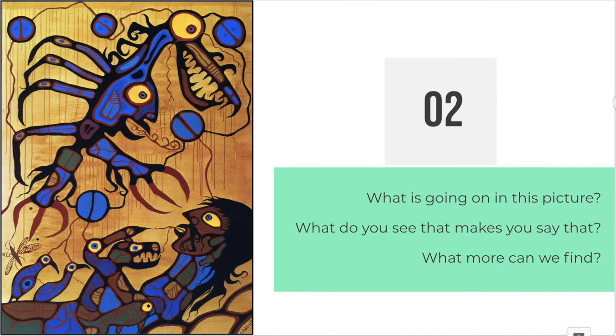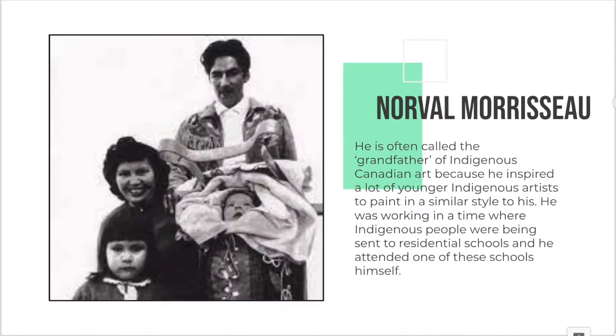I'm going to give you a little bit more information about this artwork. This artwork is done by Norval Morrisseau, and he's often called the grandfather of Indigenous art in Canada because he inspired a lot of younger Indigenous artists to paint in a similar style to his. His style is known as the woodland style, or the woodland school of art. He was working in a time where Indigenous people were still being sent to residential schools, and he was actually sent to one of the schools himself.